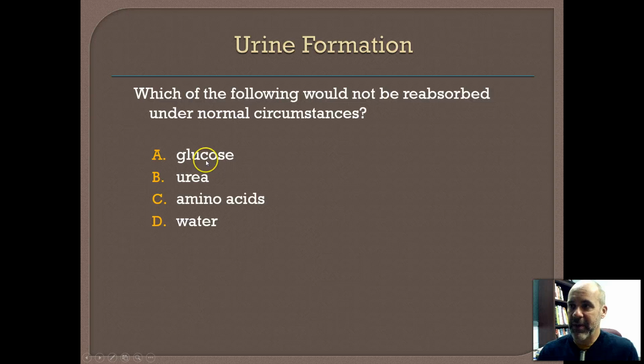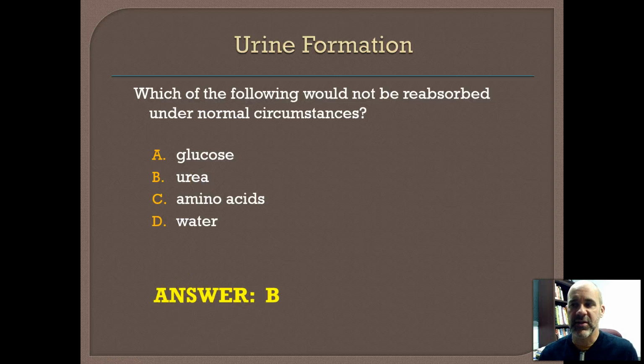Glucose, hopefully we know that's good stuff. Urea is a waste, so we want to get rid of that. Amino acids are good. We need amino acids to build our proteins and our cells. Water, we reabsorb most of the water back out of the filtrate. It goes back into our body's tissues before it is excreted as urine. So your answer there is going to be B.